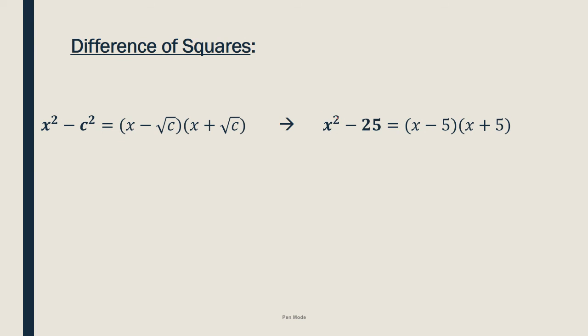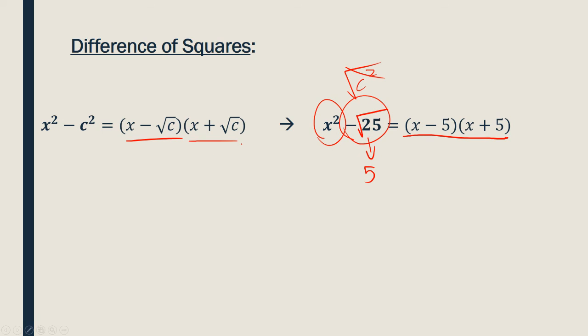For example, if this was x squared minus c squared, and c squared is 25, then c is going to be the square root of 25, which is 5. So the factored form of that quadratic expression, when I just have an x squared term minus a perfect square term, is going to be x minus 5 and x plus 5. x minus the square root of c, x plus the square root of c. And this should really be just c here, since I have c squared here.